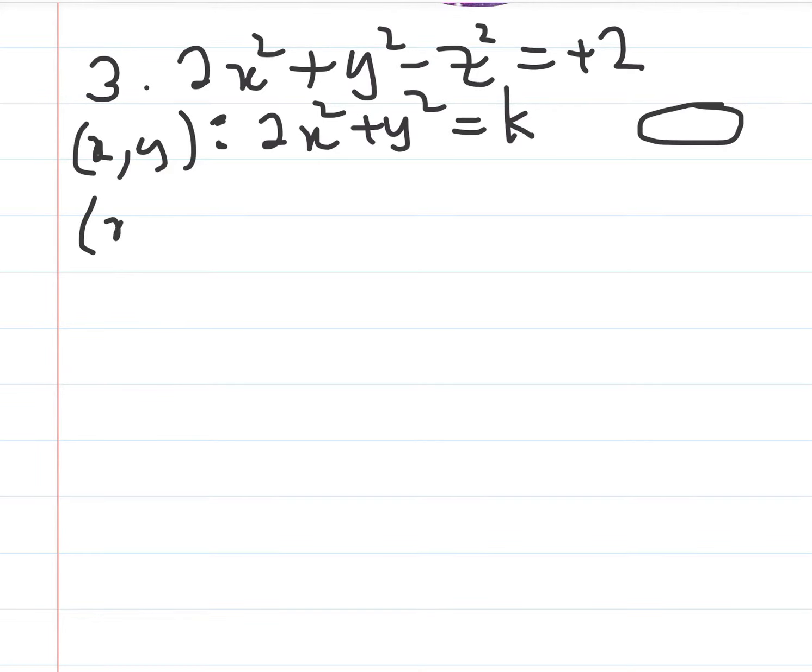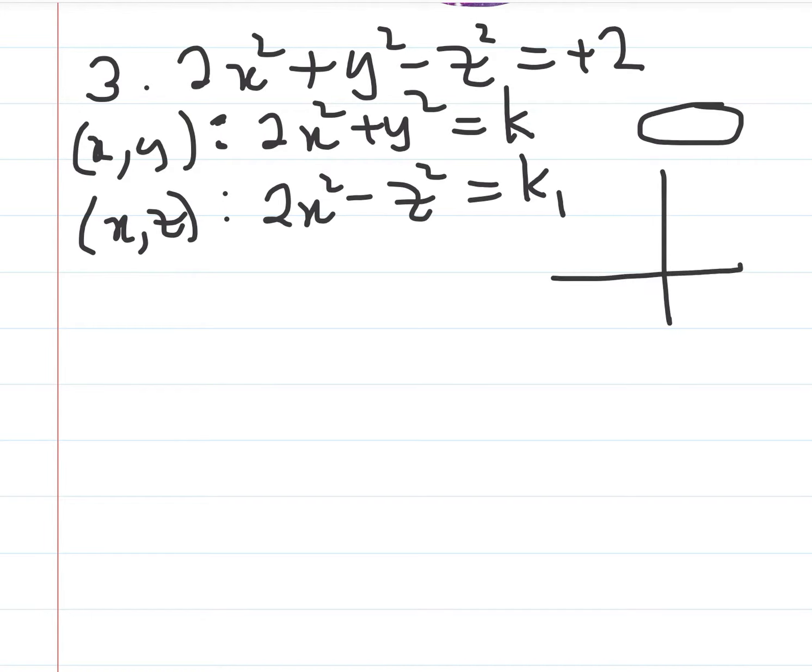In the xz coordinates, you have something that looks like 2x squared minus z squared equals a constant, because you're letting now your y equal to a constant. Those, you know, are from first year hyperbolas, but they're specifically hyperbolas that cross the z-axis. So if this is your x-axis and this is your z-axis, these would be hyperbolas that cross the z-axis.